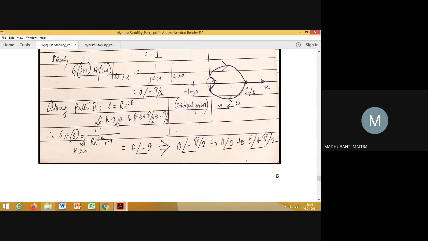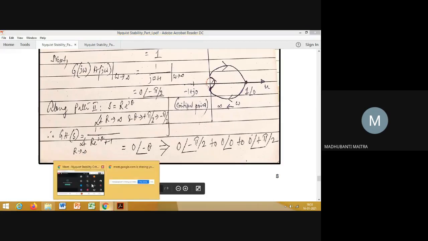Where R is tending towards infinity and theta is varying from plus pi by 2 to 0 to minus pi by 2. So if I put the value of S, GH(S) will now become 1 by R e to the power j theta plus 1. Actually, this was S. Now S is being replaced by R e to the power j theta, where R is tending towards infinity.